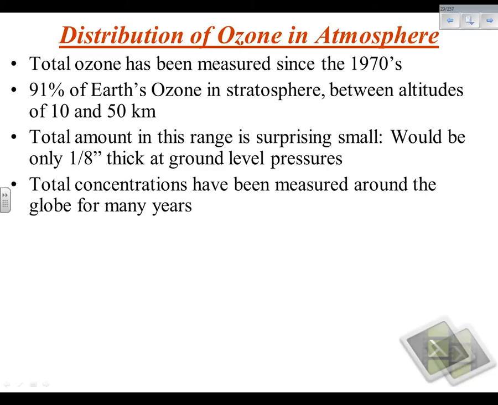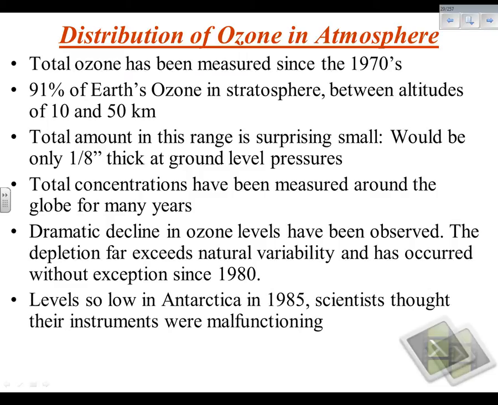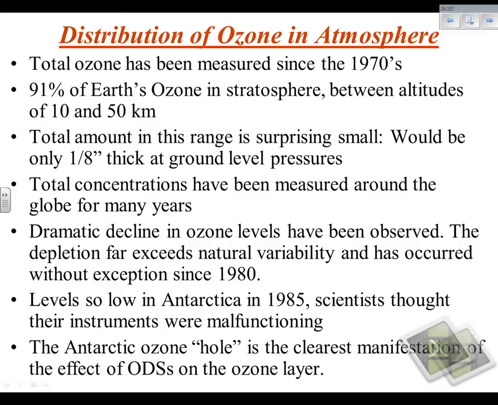The total concentration has been measured for many years, and they start seeing a dramatic decline. The depletion far exceeds the natural variability and has occurred without exception since the 1980s. Man, it got so low in '85, scientists thought their instruments were malfunctioning all over the world. And where we see it thinnest is in the ozone hole, and it's the clearest manifestation of the effect. This ODS means ozone depleting substances, and let's talk about that a little bit later on.